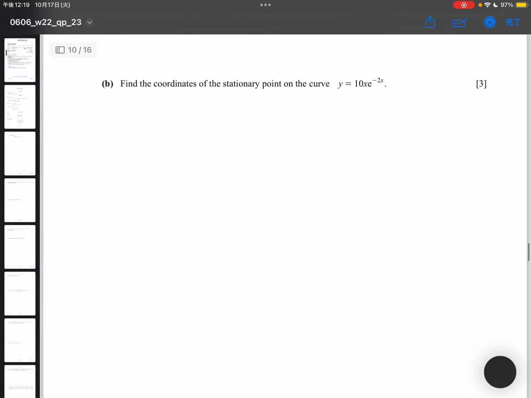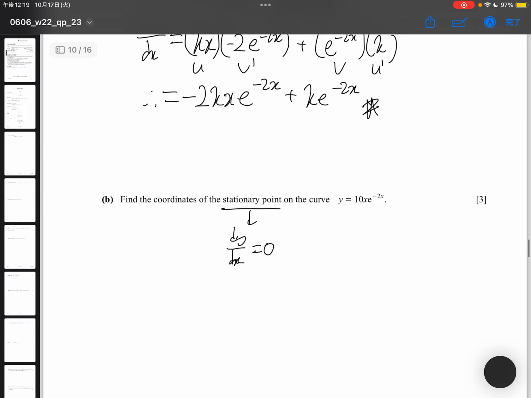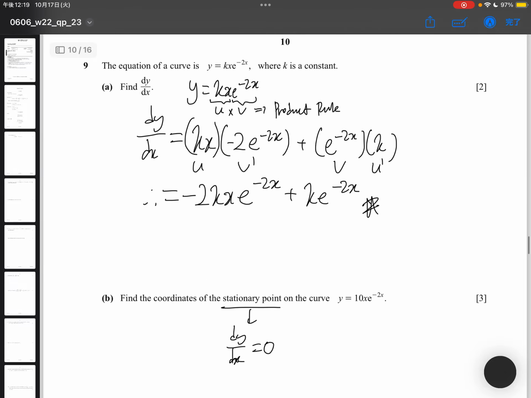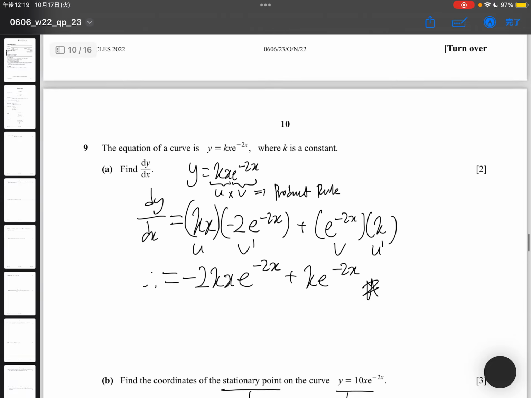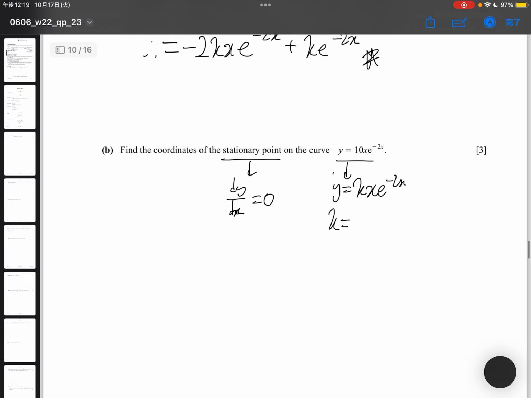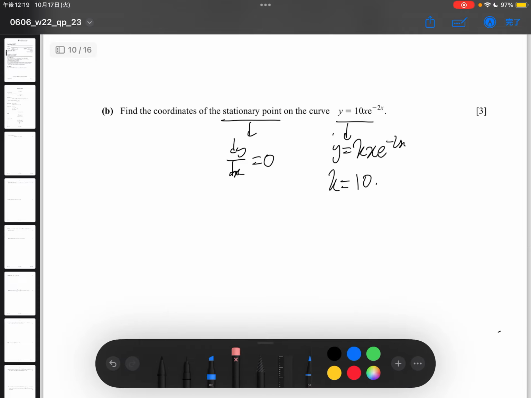Part B wants you to find the coordinates of the stationary point on the curve y equals 10x e to the power of negative 2x. For the stationary point, this means that my derivative will be equal to 0. So basically what this means is that k is substituted with 10. So in this case, k is equal to 10.